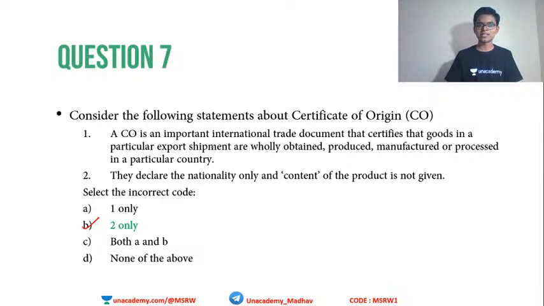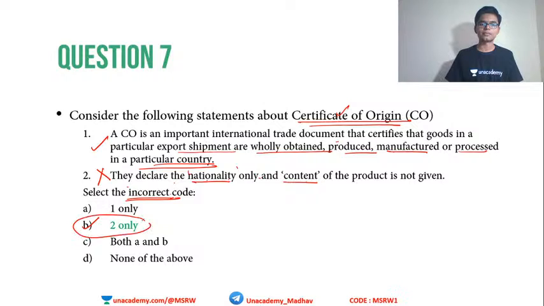So the first statement is basically the definition of certificate of origin. An important international trade document that certifies that goods in a particular export shipment are wholly obtained, produced, manufactured, or processed in a particular country. This is the definition of certificate of origin. Second one, they declare the nationality only and the content of the product is not given. Wrong. Both nationality and content are given. Nationality as well as content should be given in the certificate of origin. So this is wrong. You are asked to choose the incorrect code, so it is option B, 2 only.